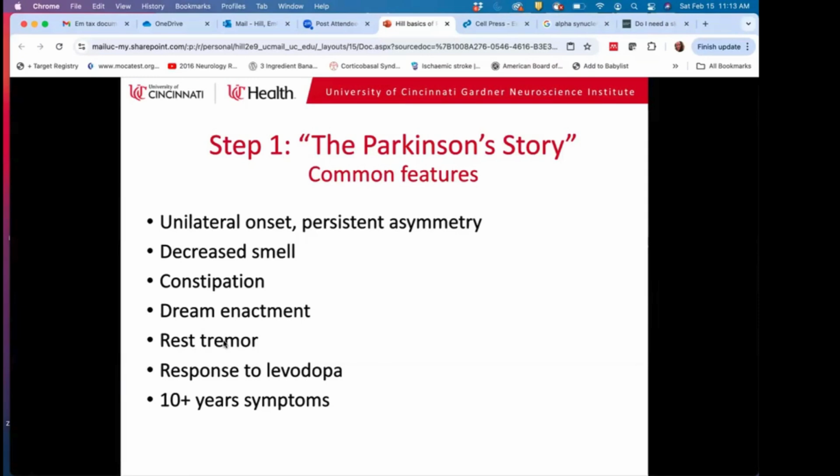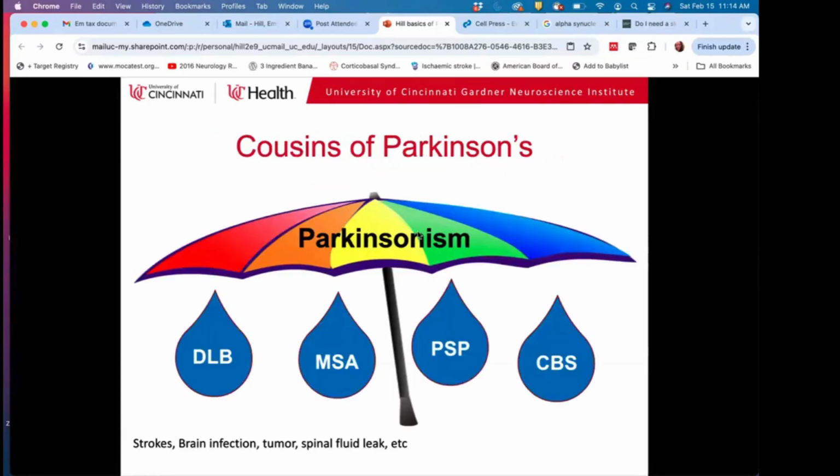And then rest tremor. Another thing, if someone has tried the medicine before they meet me, if they respond to the medicine, that's very supportive. And if someone comes to me and they've had symptoms for a long time, and by that we mean 10 years or more, it's usually because of Parkinson's disease. It doesn't tend to be one of the cousins of Parkinson's that does that, and I'll go into that as well. These are the cousins of Parkinson's, that's what I call them. Parkinsonism means Parkinson's-ish. So you have some symptoms that look like Parkinson's disease, but maybe you have a couple other things that make us wonder if that's truly Parkinson's.